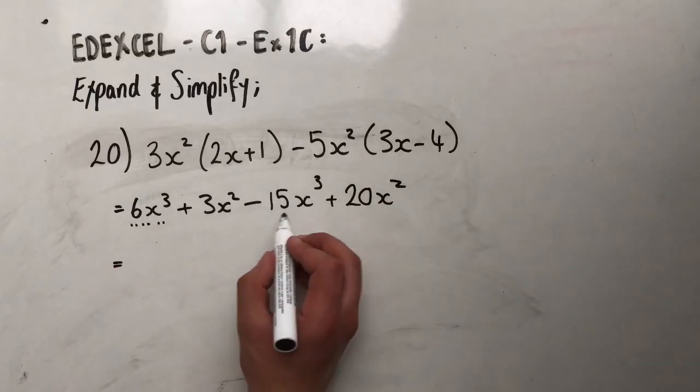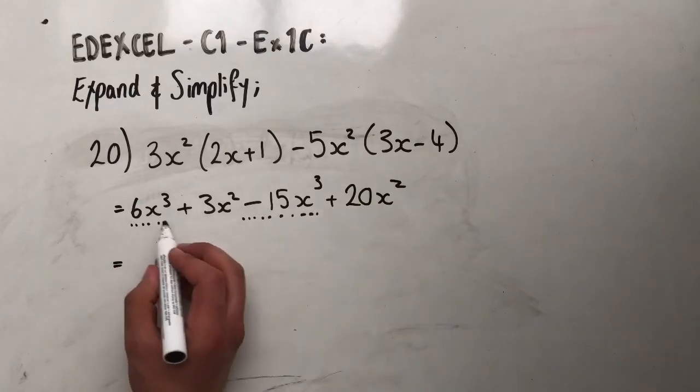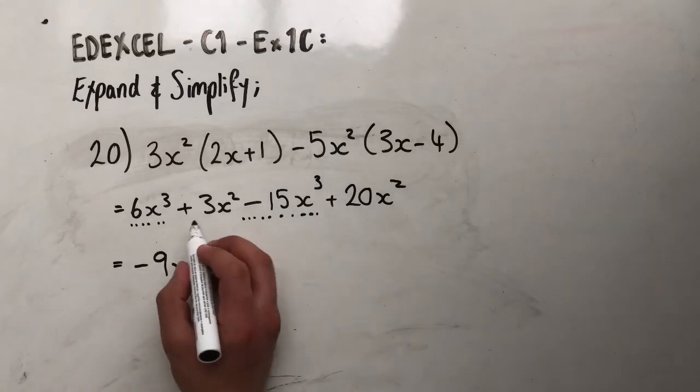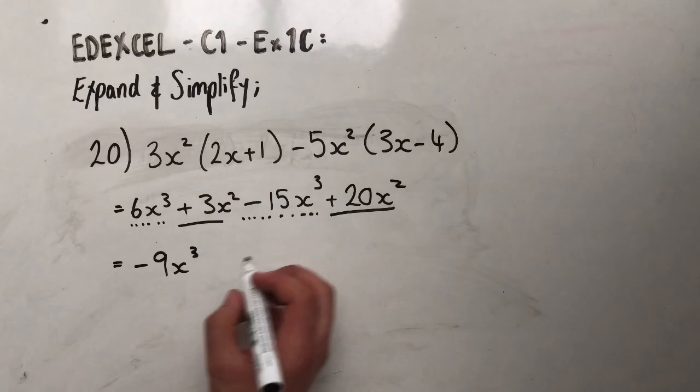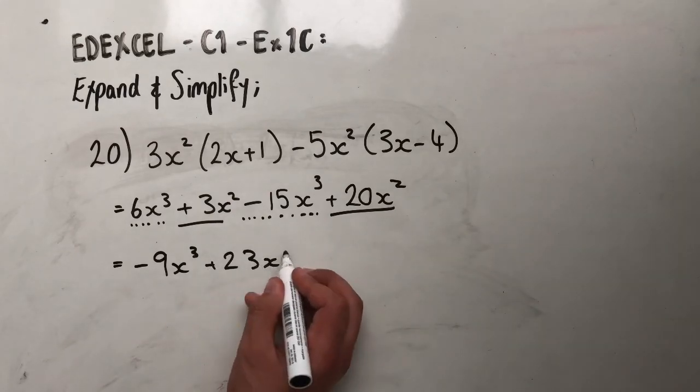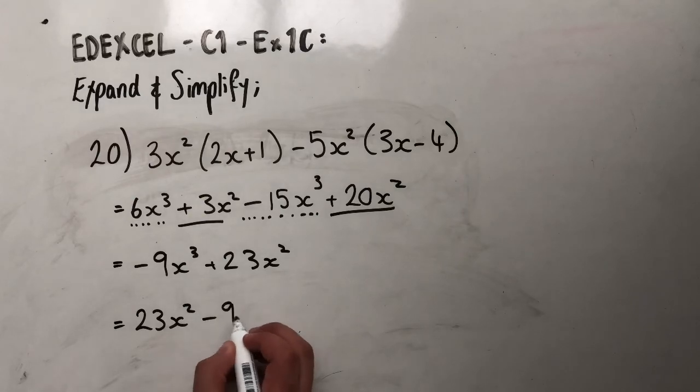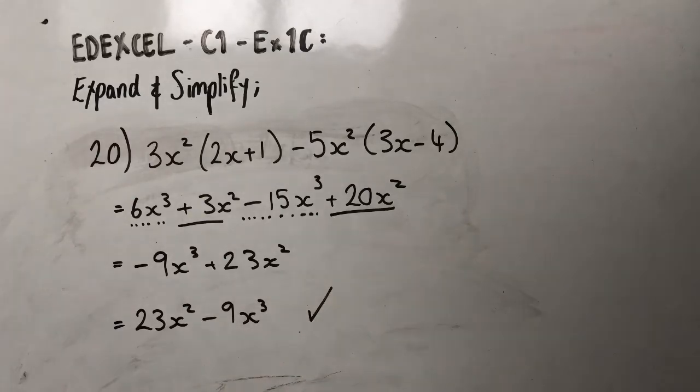Simplifying it, we have 6x cubed and negative 15x cubed. They combine together to give us negative 9x cubed, and then 3x squared and 20x squared, they can be added together to give us positive 23x squared. Rearranging this so we don't have a negative term at the beginning gives us 23x squared minus 9x cubed.